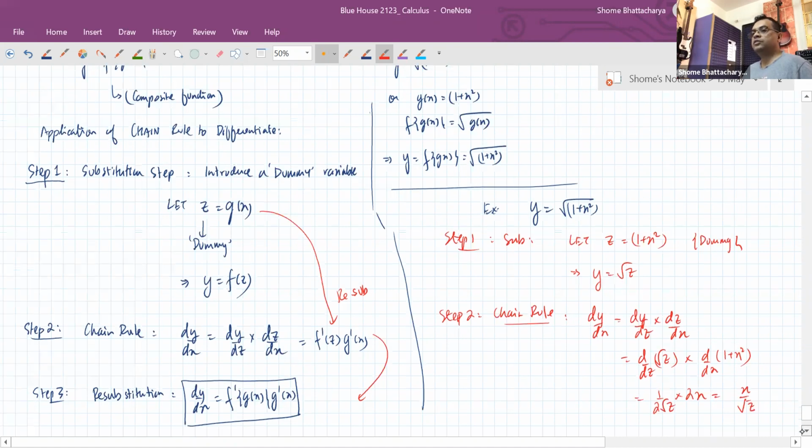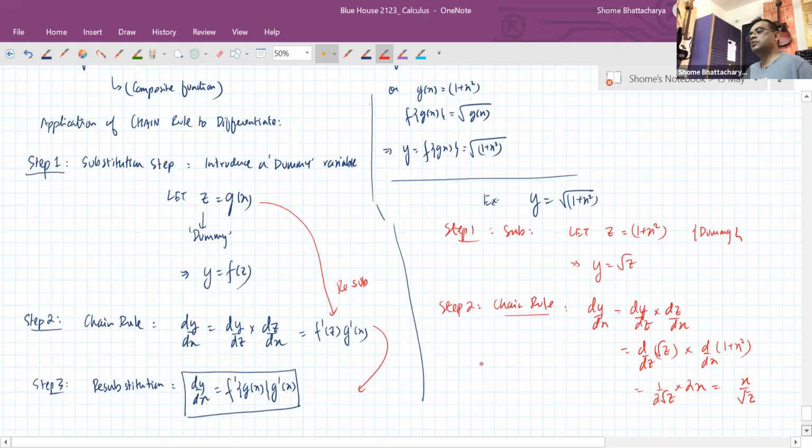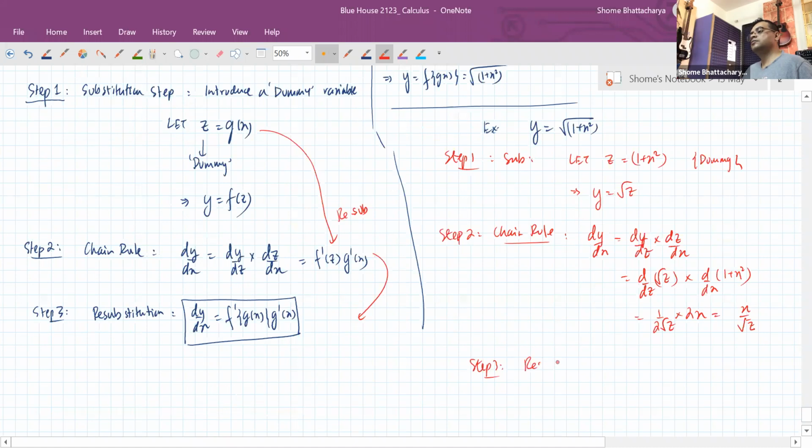And then that brings us to our final step, which is the resubstitution step. So z will be resubstituted as 1 plus x square. So dy by dx will become x upon root z, which is x upon square root of 1 plus x square. This becomes our final answer.